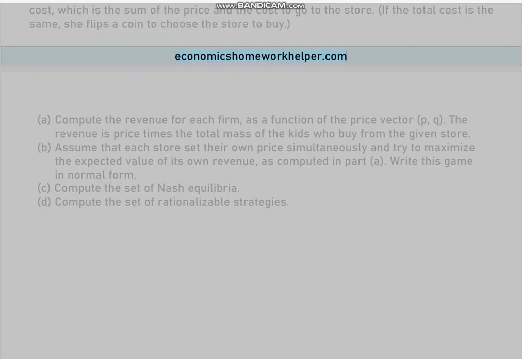Economicshomeworkhelper.com. A. Compute the revenue for each firm as a function of the price vector, (p, q). The revenue is price times the total mass of the kids who buy from the given store. B. Assume that each store sets its own price simultaneously and tries to maximize the expected value of its own revenue, as computed in Part A. Write this game in normal form. C. Compute the set of Nash equilibria. D. Compute the set of rationalizable strategies.